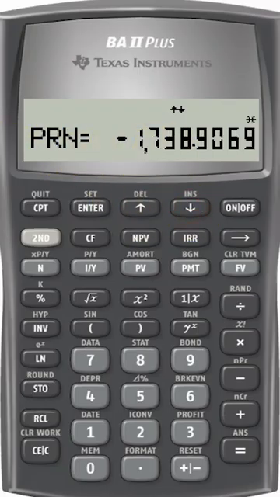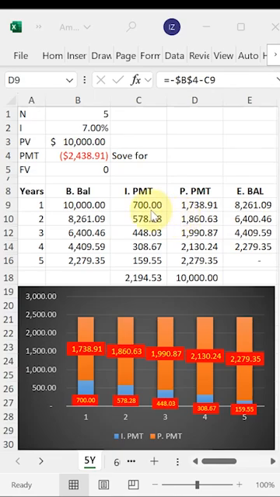Our principal payment for that first year is $1,738.91. And our interest payment is $700. That's also exactly what we have here.